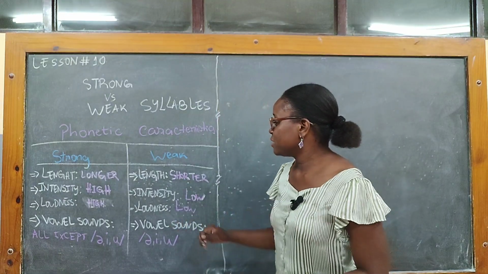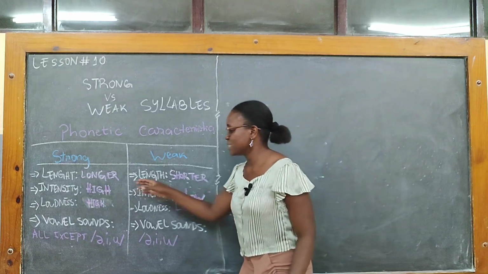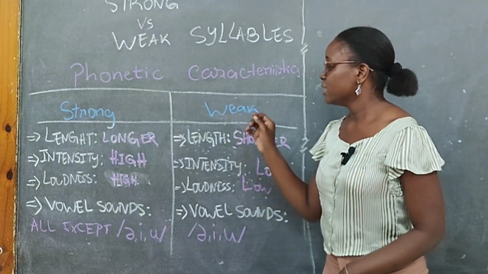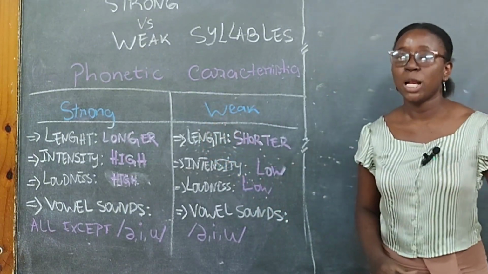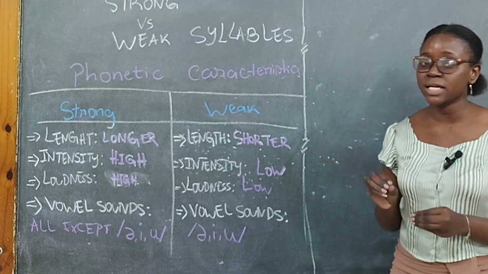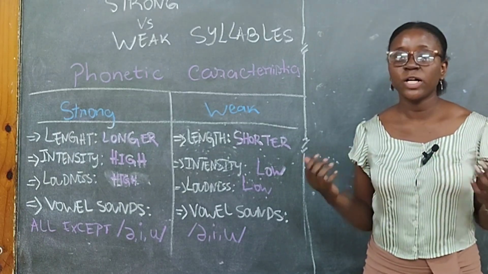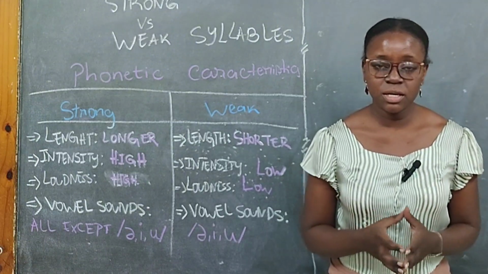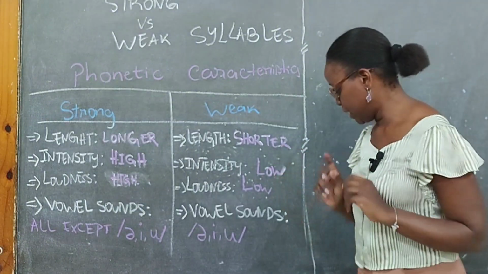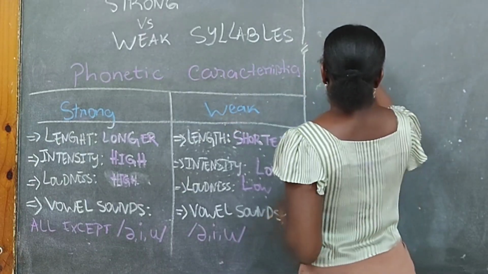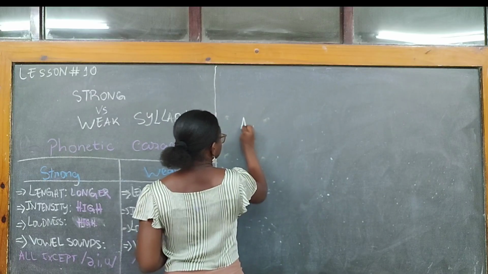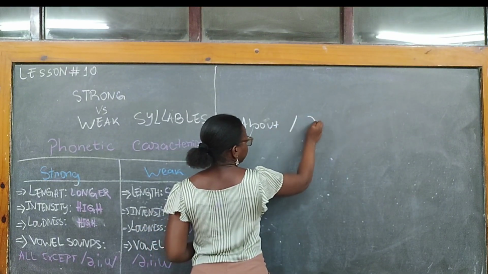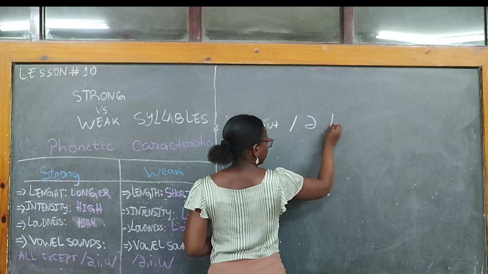Let's go. The first characteristic, or the first difference, is in terms of length. In terms of length, strong syllables last longer and the weak syllables last shorter. What do we mean by length and what do we mean by longer and shorter? If we analyze the word that's transcribed first, the word is about. If we transcribe, we will have these sounds.